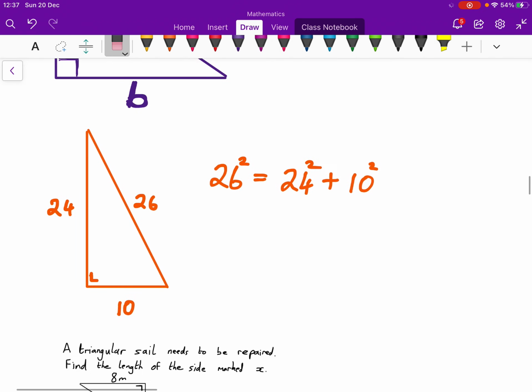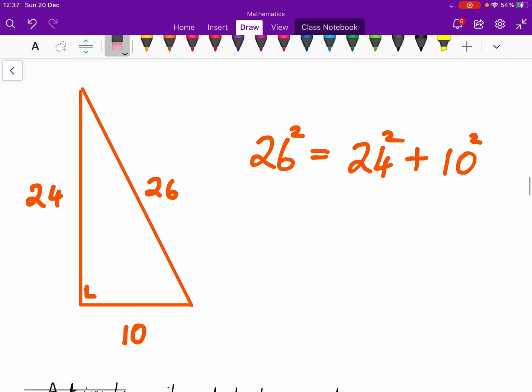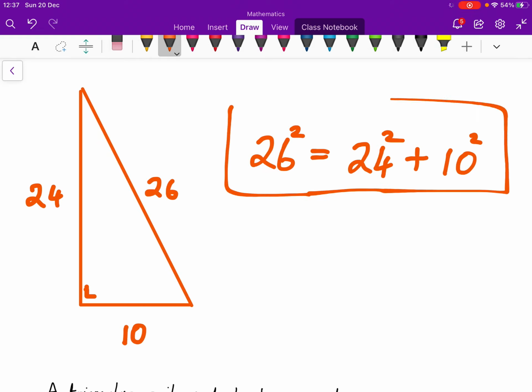So here we have a nice triangle, and it's a right angle. We can see it's marked as a right angle triangle. Side lengths 26, 24, and 10. We're squaring all of them. So we're squaring the 26, squaring the 24, squaring the 10, and the two smaller ones are getting added together.